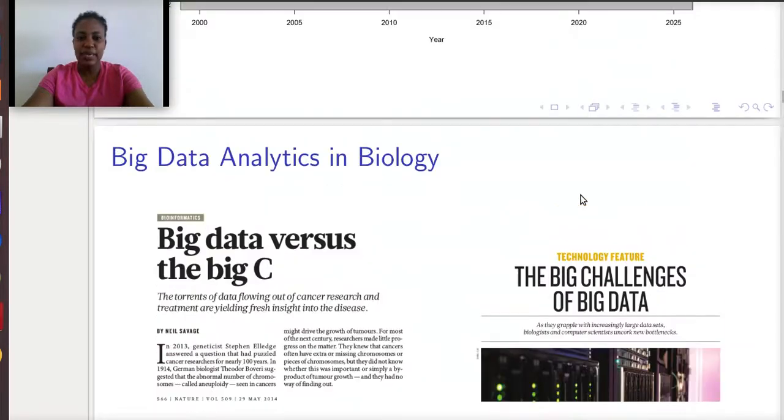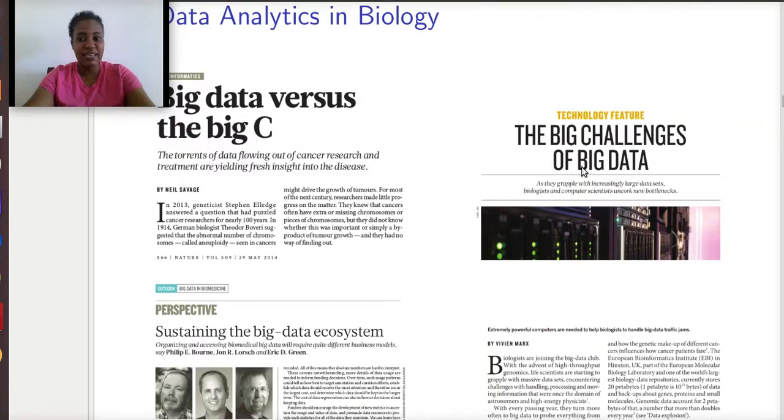So we can see here the biggest buzz even in the journals is big data versus the big C. The torrents of data flowing out of cancer research and treatment are yielding fresh insight into the disease. So bioinformatics deals now with that analytics to be able to produce insights. But there are big data challenges.